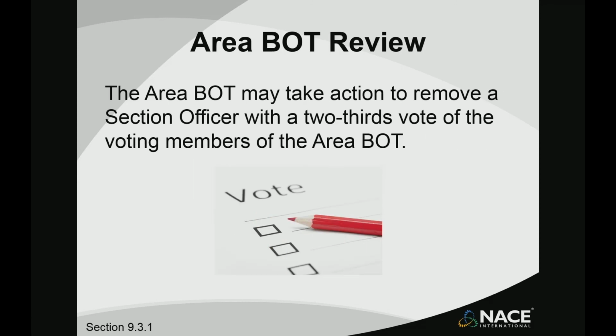The area board of trustees will get either of these petitions, and they may take action to remove a section officer with a 2/3 vote of the voting members of the area board of trustees. This requires 2/3 of the eligible voters to approve the petition. For instance, if the board has 12 voting members, 8 must vote to approve the petition for it to pass.